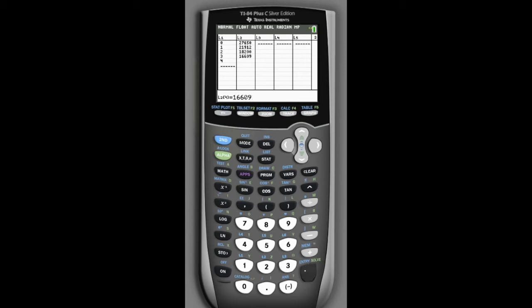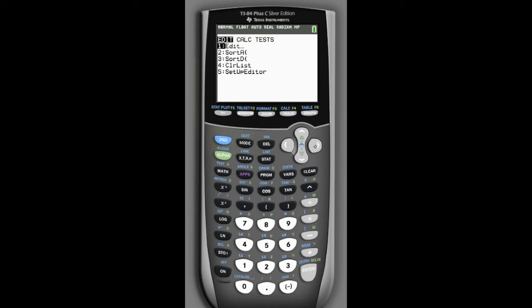16,609 and 15,162. So there we go. All the values are entered there. Now I'm going to quit out of there. Then we go back into our stat menu over to our calc menu. And remember, it's 0. We're looking for the exponential regression. So we go to 0.